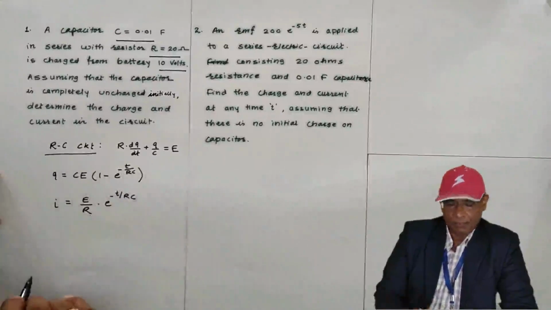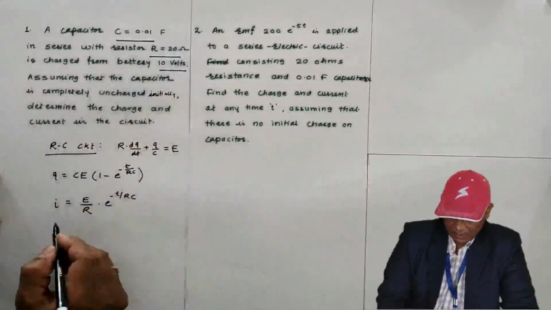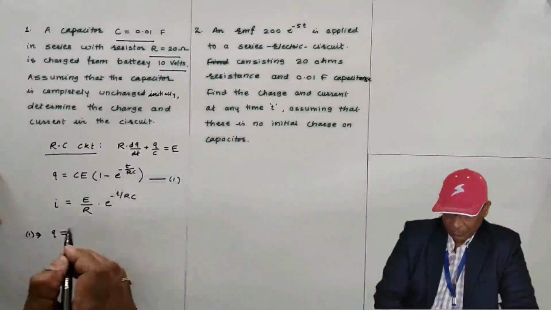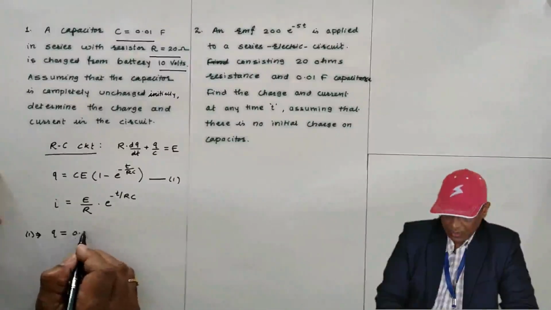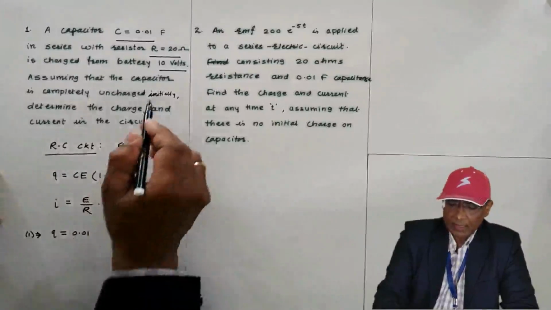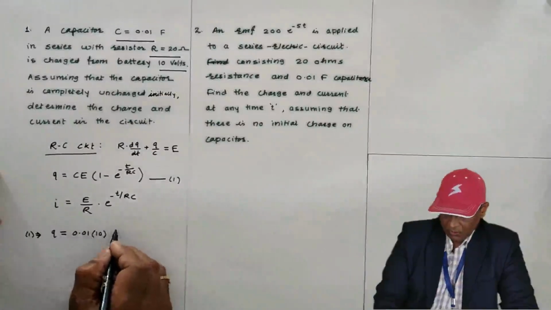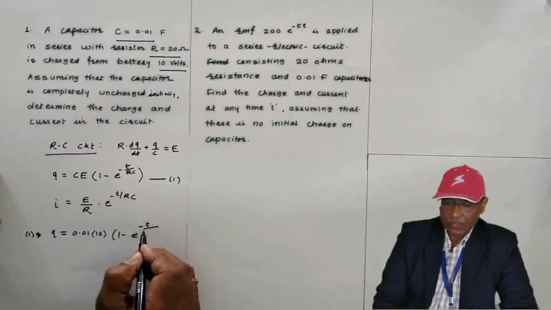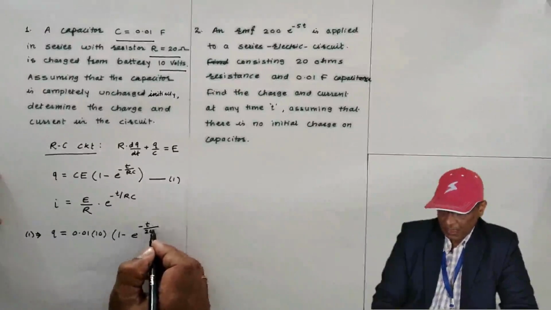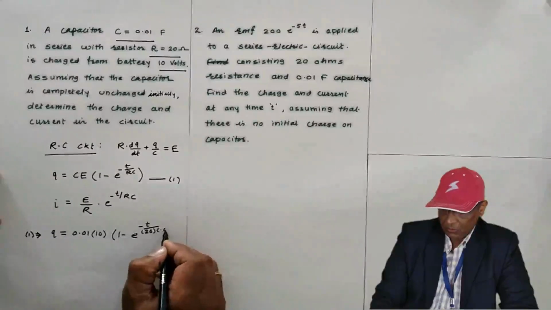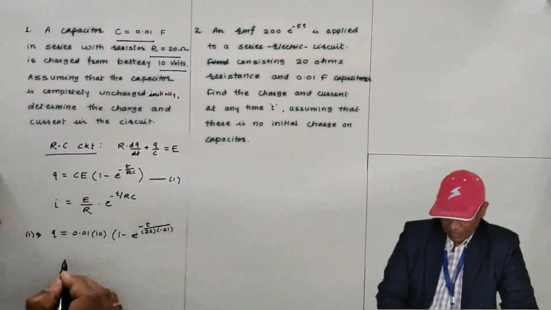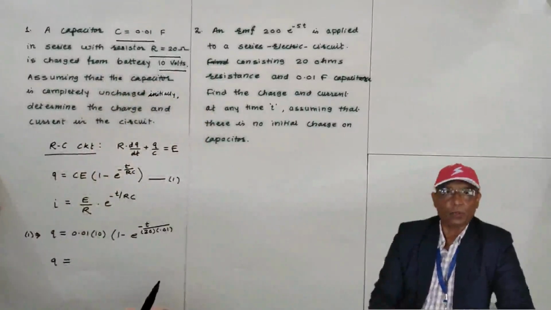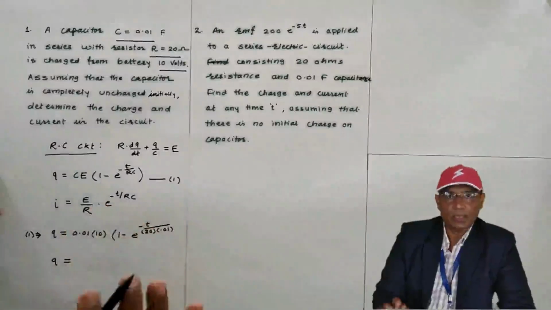After this, in the last step, what is Q I am going to find out. If I call this as equation 1, what is C? C is 0.01. What is E? E is 10 volt. Then 1 minus e to the power minus T by R into C. R is what? 20. And C is what? 0.01. Just I have substituted the value of C, R and E. That's all. These three values I have substituted.